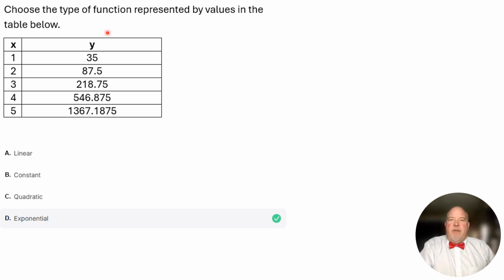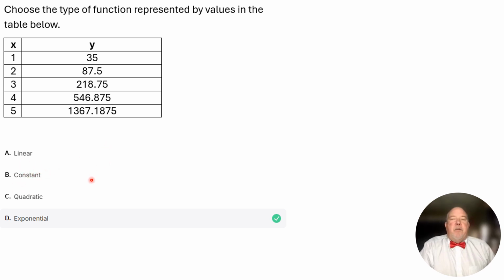So we're given a table of values here, and we're asked to choose the type of function that's represented by these values. And so our choices are linear, constant, quadratic, exponential. We can get rid of constant right off the bat because the value is not constant. In a constant function, the value would just stay the same. And it's increasing, so it's not constant.